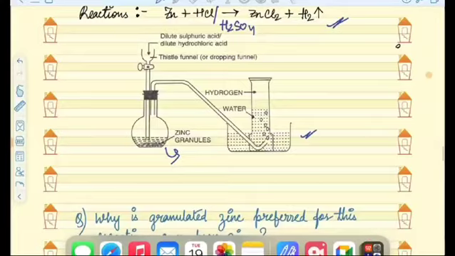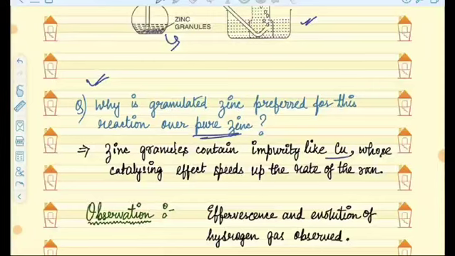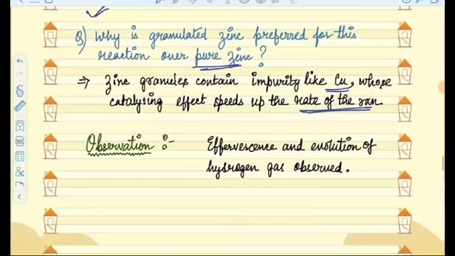The first question is: why is granulated zinc preferred over pure zinc? We could have also taken normal zinc. Why granulated zinc? Zinc granules contain impurities like copper, whose catalyzing effect speeds up the rate of the reaction. So we need a faster reaction. We are trying to collect hydrogen faster, so the rate of the reaction needs to be increased.